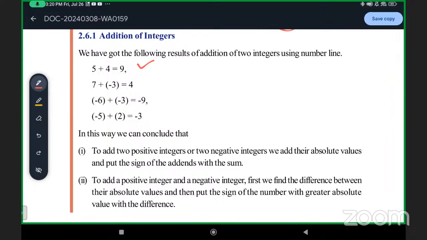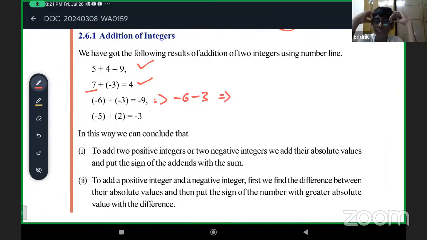And why is 4 a positive number? Because 7 is positive. You take the sign of the bigger number in the answer. Then minus 6 plus minus 3. So this becomes minus 6 minus 3, because plus minus becomes minus.